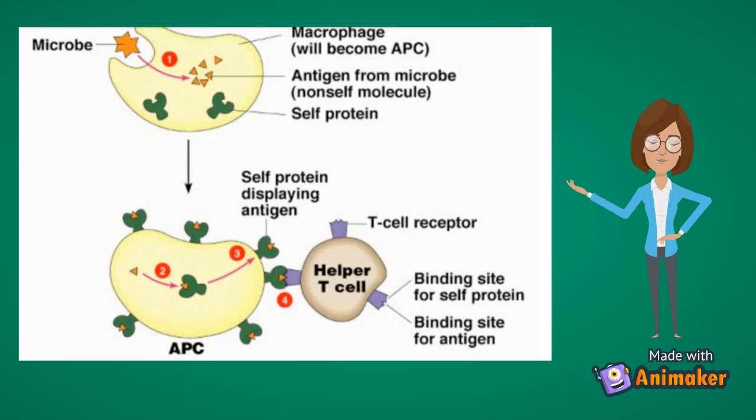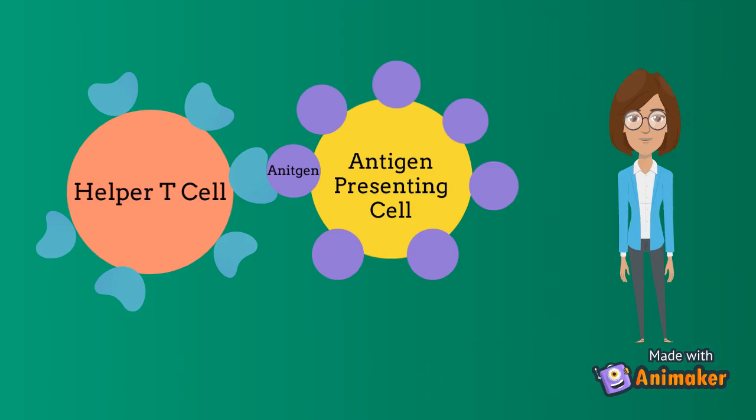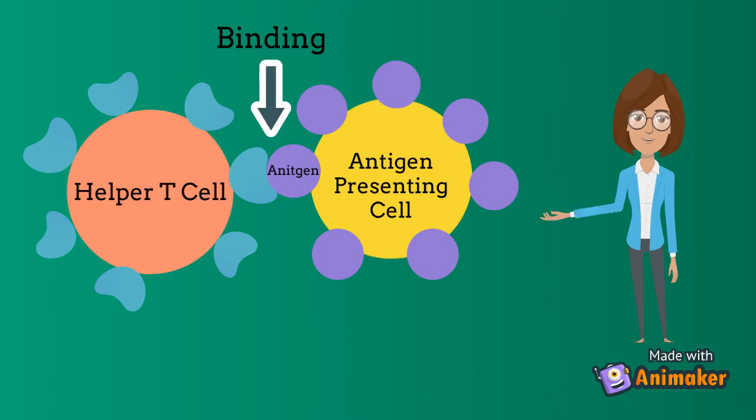After the phagocytes have completed their function, the phagocytes then become an antigen-presenting cell and present the protein pieces from the pathogen, which are called antigens, to a helper T cell. The helper T cell sees the antigens. The helper T cell then binds to the antigens on the surface of the antigen-presenting cell and then activates the killer T cells and B cells.